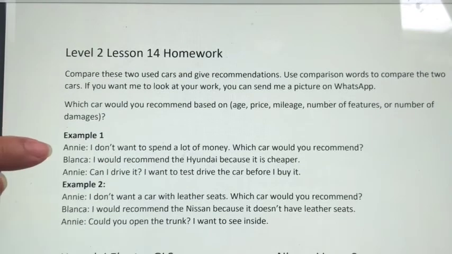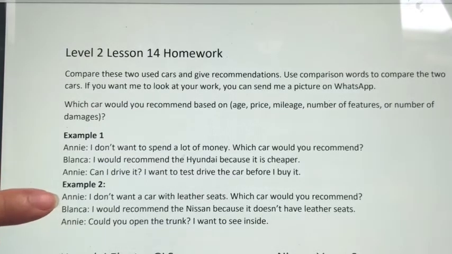So here are some examples. There we have two people, Annie and Blanca. Annie: I don't want to spend a lot of money. Which car would you recommend? I would recommend the Hyundai because it is cheaper. Can I drive it? I want to test drive the car before I buy it. Example 2. I don't want a car with leather seats. Which car would you recommend? I would recommend the Nissan because it doesn't have leather seats. Would you open the trunk? I want to see inside.